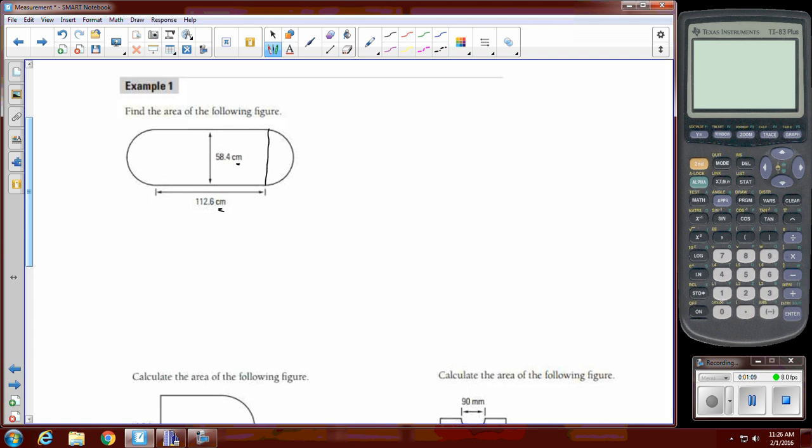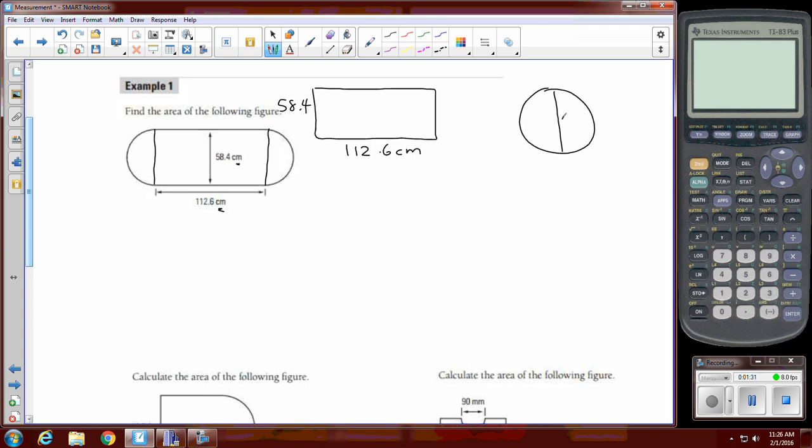Well, if I look at this shape, I have one rectangle in the middle, that rectangle being 112.6 centimeters by 58.4 centimeters. And then I have two half circles on either end, but if I push them together, I actually have one circle that has a diameter of 58.4 centimeters. So if we could find the area of these two different shapes and add them up, we have the area of this two-dimensional shape.